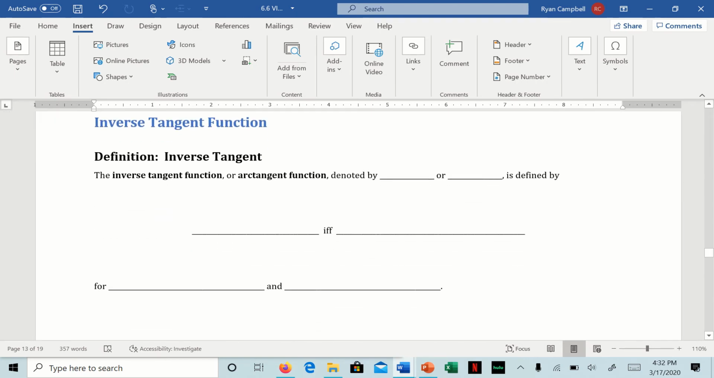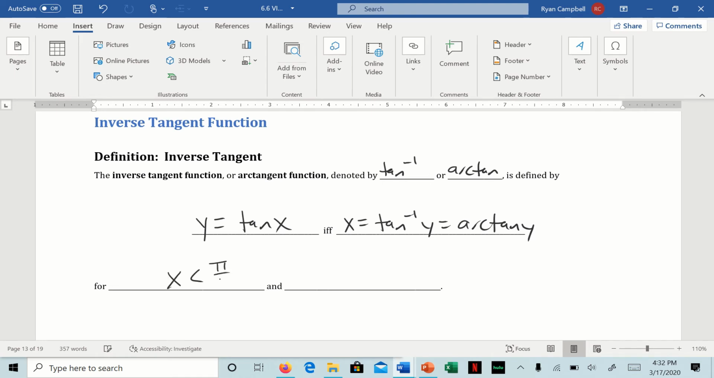All right, so inverse tangent. Again, we can just write inverse tangent like that, or arc tangent. So if we have y equals tangent of x, hopefully you figured this out by now. Basically, that means that x is going to be the inverse tangent of y, or the arc tangent of y. And what do we say the restriction for x was? x has to be between pi over 2 and negative pi over 2. And really, y just has to be a real number, because it can be anything.